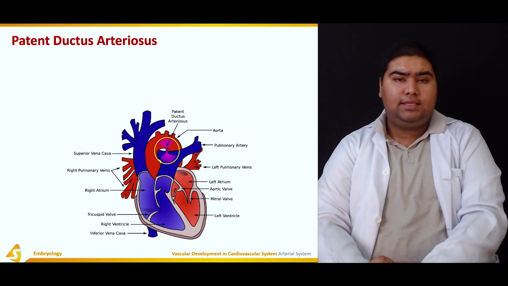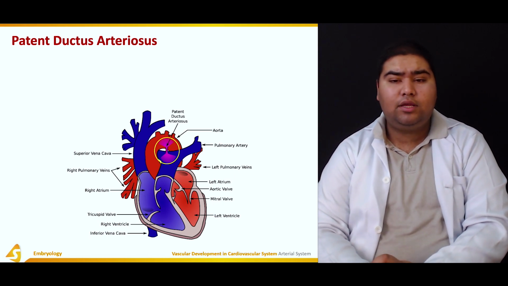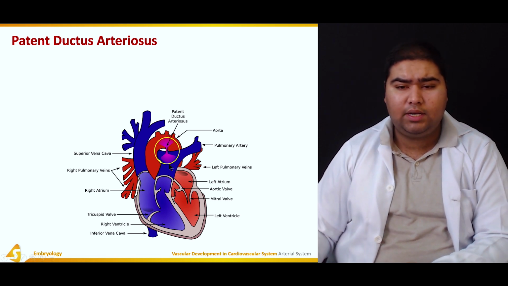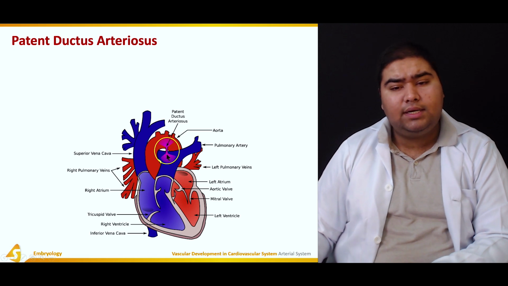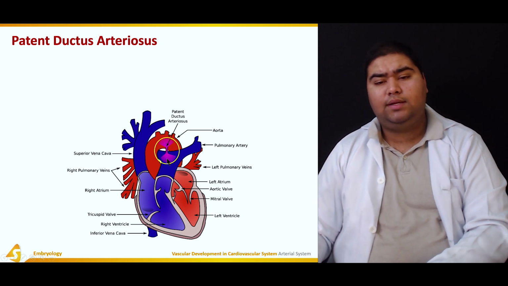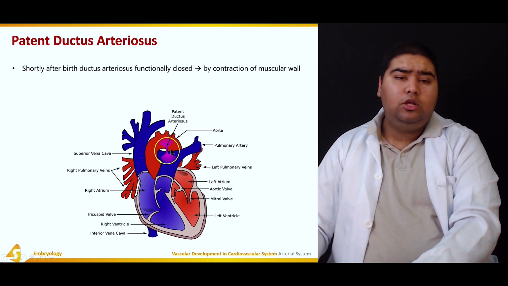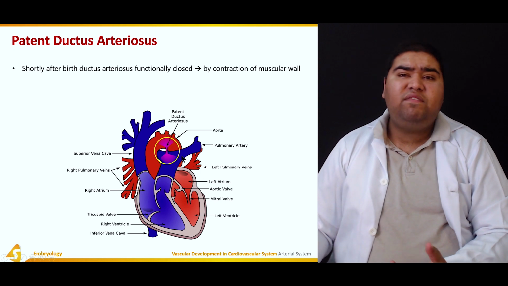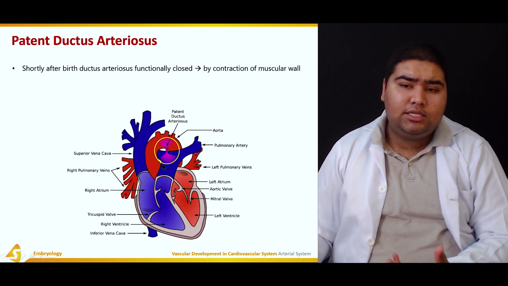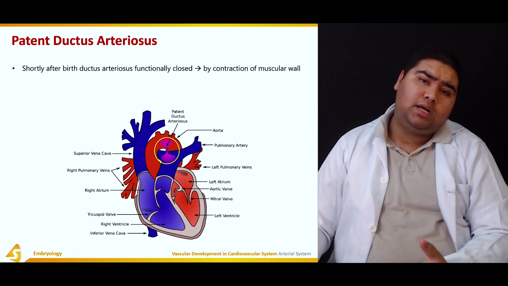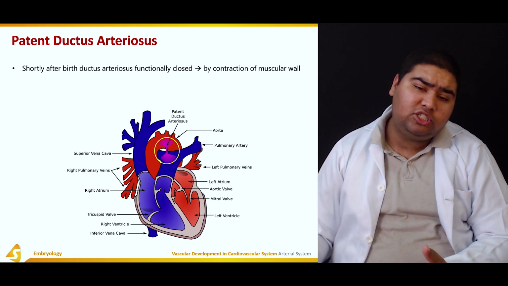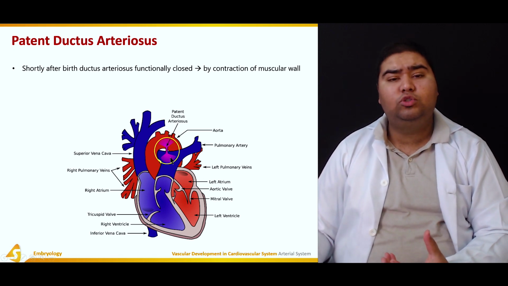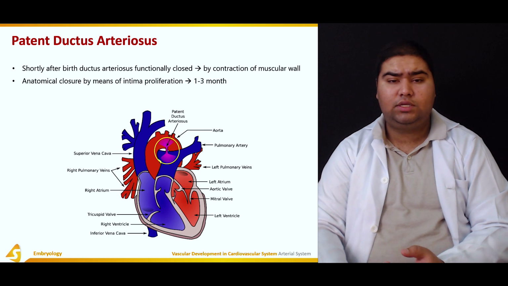Now, patent ductus arteriosus. So, ductus arteriosus is the connection between the pulmonary trunk. Here you can see this is the pulmonary trunk. This is the arch of aorta, and ductus arteriosus is the connection between the pulmonary trunk and the arch of aorta. So, shortly after birth, this ductus arteriosus undergoes a functional closure by muscular spasm. Muscular spasm occurs due to changes in oxygen tension at this site, and as a result, there is functional closure of the ductus arteriosus.